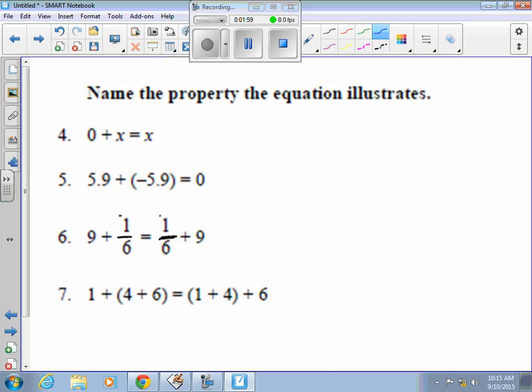Okay, we talked about 4 different properties. You're only responsible for 4 right now. The identity property and the property of 0, those two kind of go together. And the commutative and the associative property, those two kind of go together. First off, 0 plus x is x.